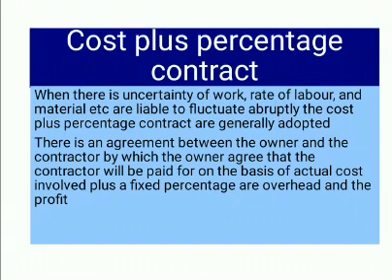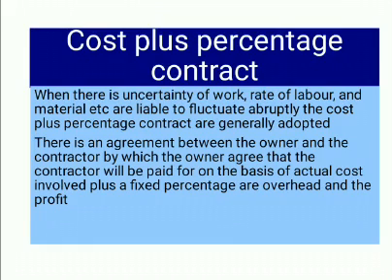Now, the third one is the cost plus percentage contract. This contract is applicable where there is uncertainty of work and the rate of labor and material, etc., are liable to fluctuate abruptly. In that situation, the cost plus percentage contract is generally adopted.